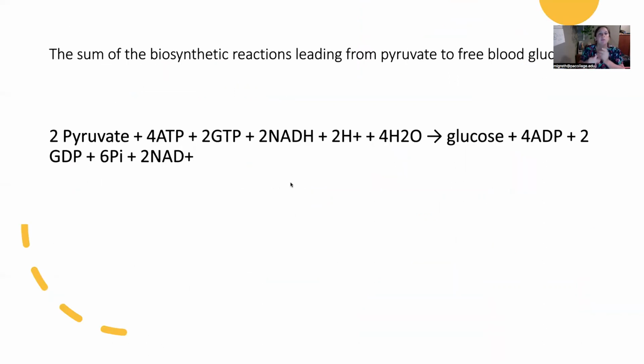All right, so then the sum of the biosynthetic reactions leading from pyruvate to free blood glucose, you'll see here, you have to start with 2 pyruvate. You have to add the 4 ATP, 2 GTP, 2 NADH, 2 hydrogens, 4 water molecules, and then that gives you glucose, 4 ADP, 2 GDP, 6 phosphates, and 2 NAD+.